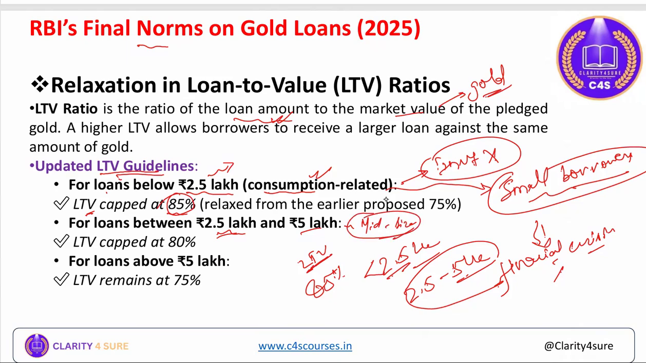So for them, the loan to value ratio is reduced to 80%. There is a difference of just 5%. Just remember that the difference is minus 5%. Okay. Then if one is willing to borrow more than 5 lakhs, the loan to value ratio is capped at 75% as earlier. It is capped at 75% as earlier. All right. So this was in the news, and this is a very important figure: 85%, 80%, and 75%.